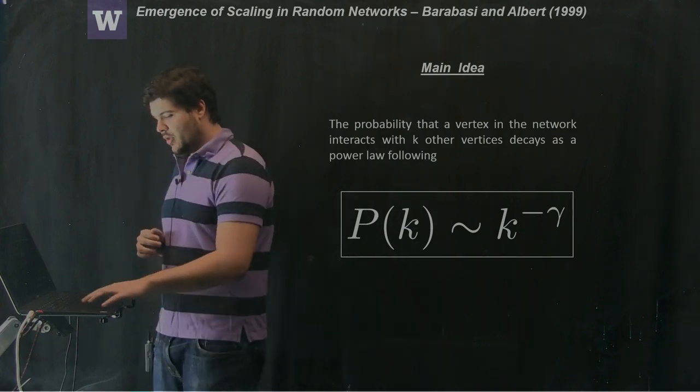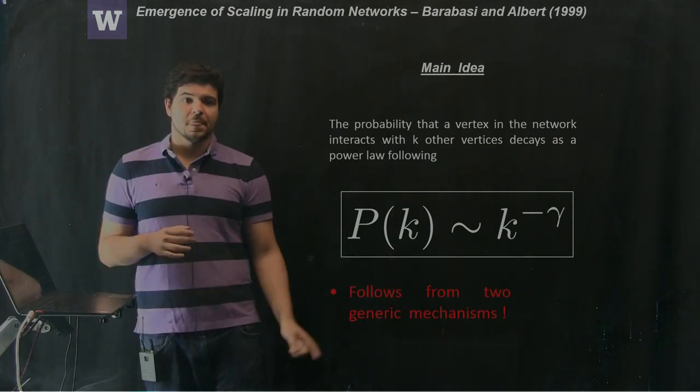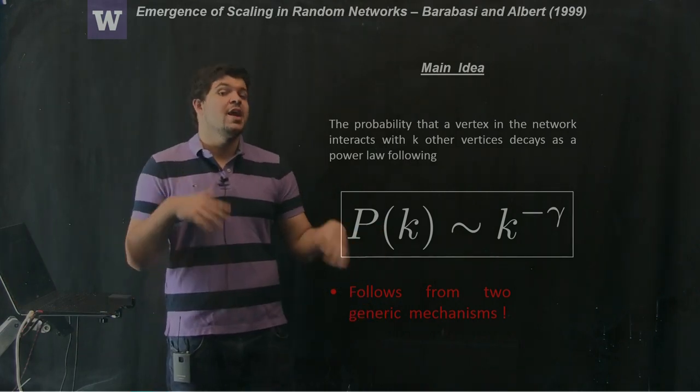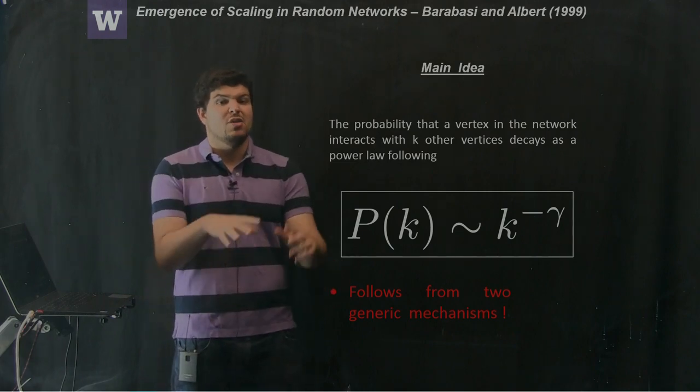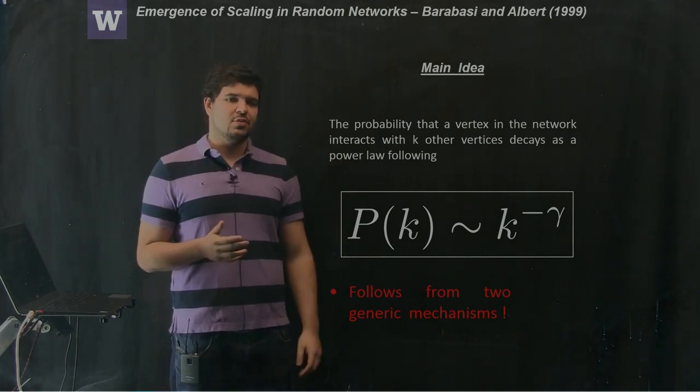What this paper shows is that you can have a graph with this kind of property if you add two generic mechanisms when you create this network. Okay.